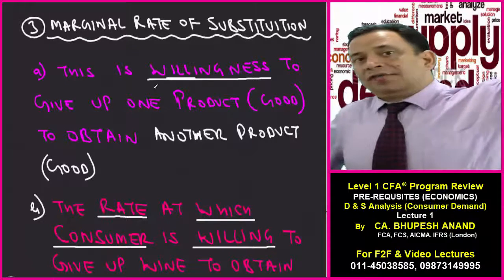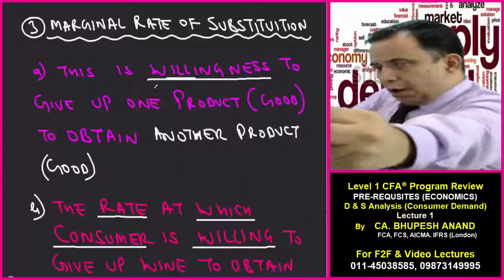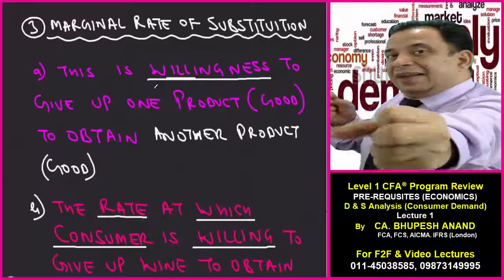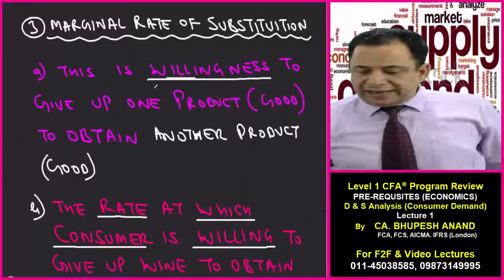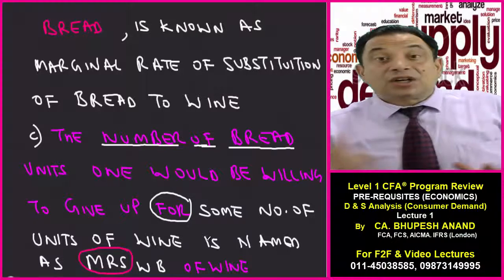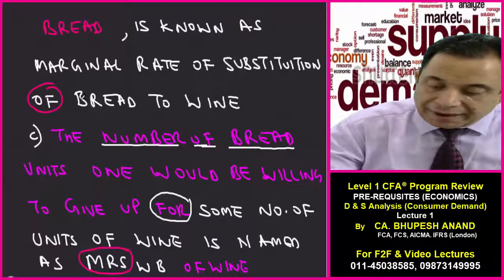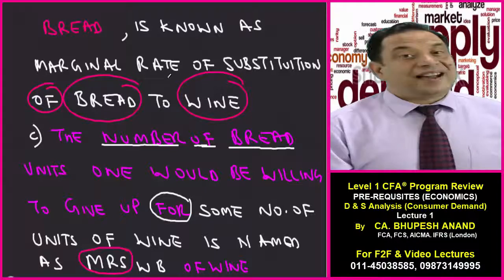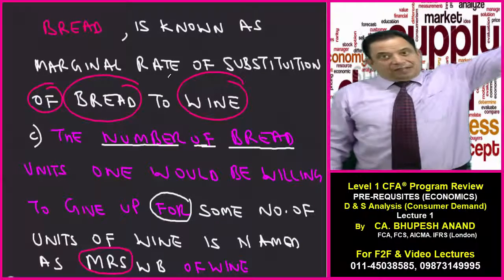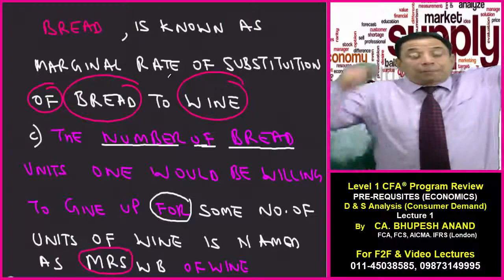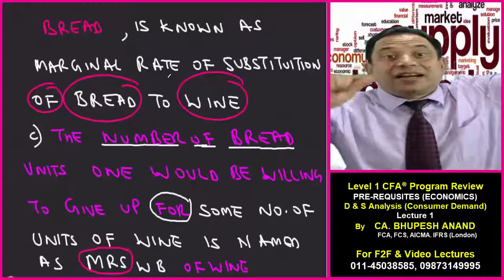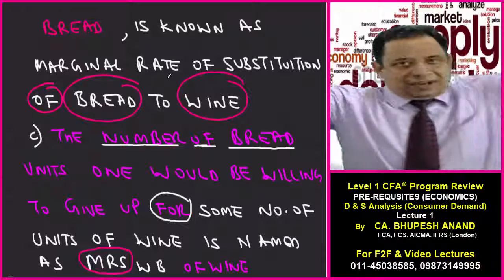It means I want to sacrifice wine and I want to acquire bread. So the rate at which I am sacrificing this and acquiring this is named the marginal rate of substitution. The rate at which the consumer is willing to give up wine for bread is named the marginal rate of substitution of bread for wine. Because I am getting more units of bread, and for that I am sacrificing units of wine. So it is the marginal rate of substitution, because I am substituting wine with bread. So it is the marginal rate of substitution for bread to wine. You are getting your point? Okay.